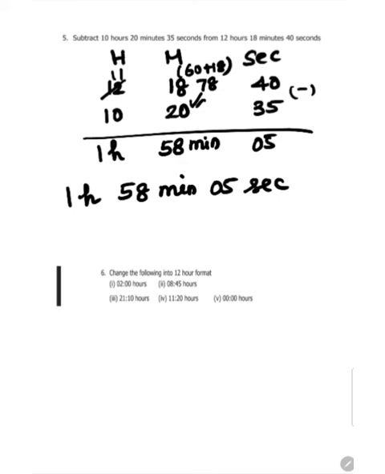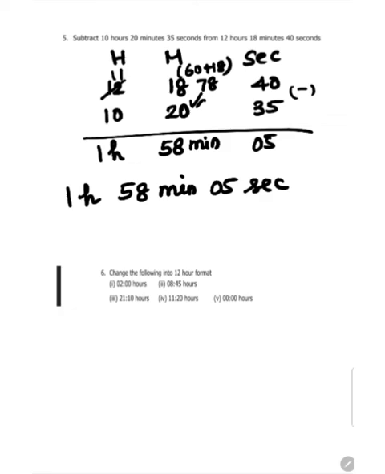So you borrow 60 minutes from here. 60 plus 18 is 78. 78 minus 20 is 58 minutes. Then here we have already given the 60 minutes, so here it is only 11 hours. So 11 minus 10 is 1 hour.